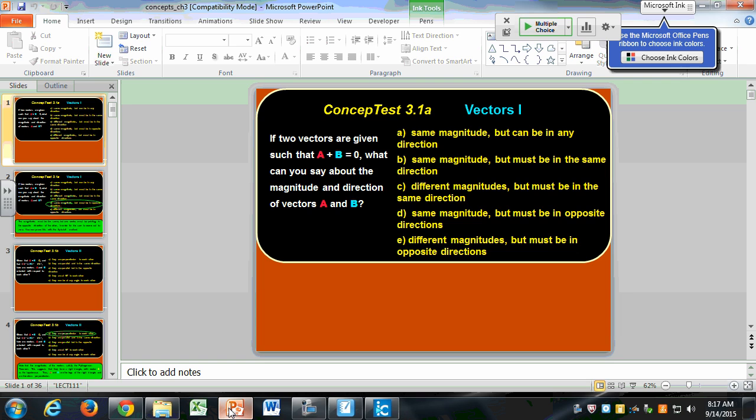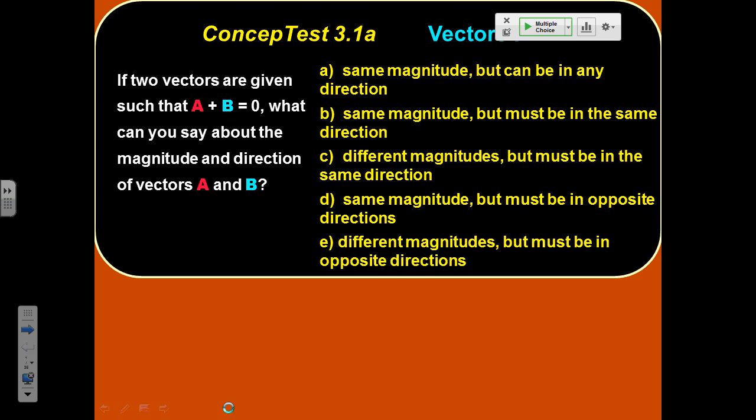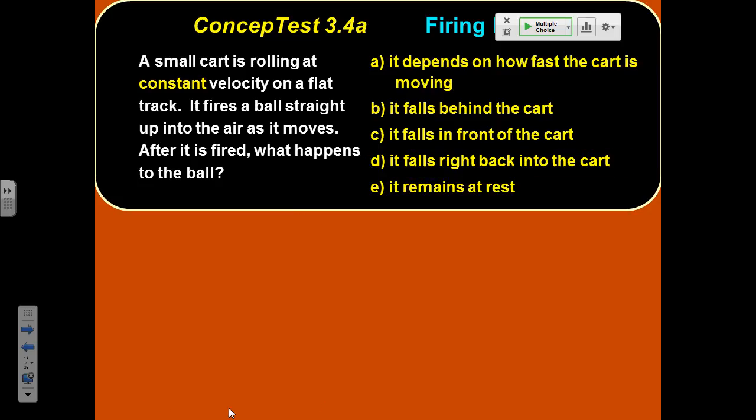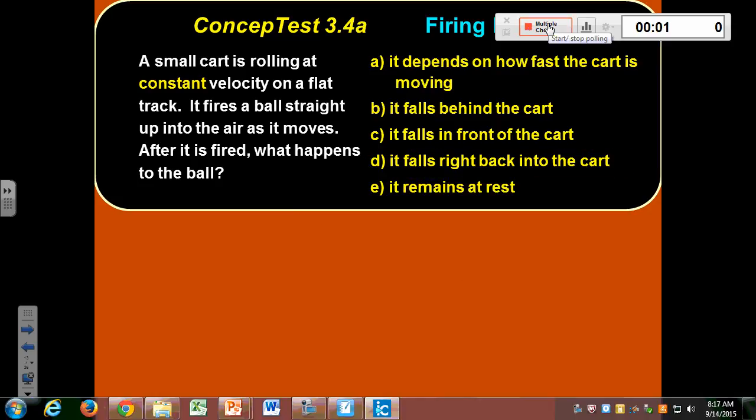So let's do this now. We'll go through the concept test. We did all this stuff on vectors. So I have a small cart rolling at constant velocity on a flat track. It fires the ball straight up into the air as it moves. After it is fired, what happens to the ball?